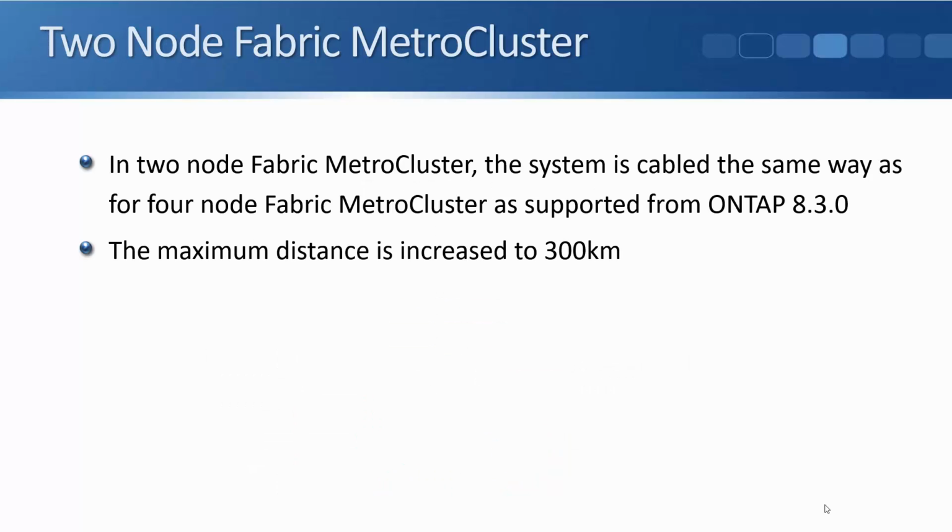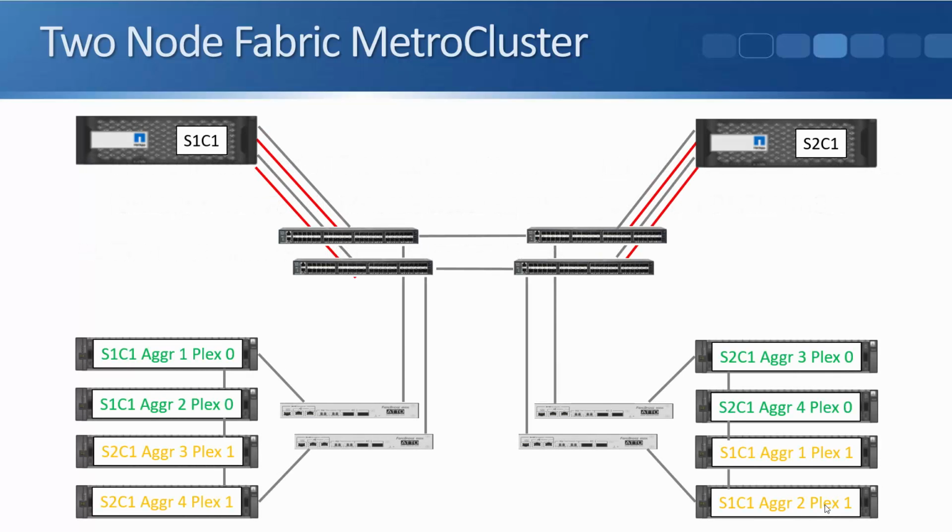And the last type of 2 node MetroCluster we have, again it came out in version 8.3.1, is 2 node Fabric MetroCluster. The system is cabled the same way as for 4 node Fabric MetroCluster, which was supported on 8.3.0, so it's very similar. The maximum distance here is increased to 300 kilometers rather than the 200 kilometers. So looking at the diagram, you'll see it's nearly exactly the same as it was for the 4 node Fabric MetroCluster, but we just have 1 node in each site.